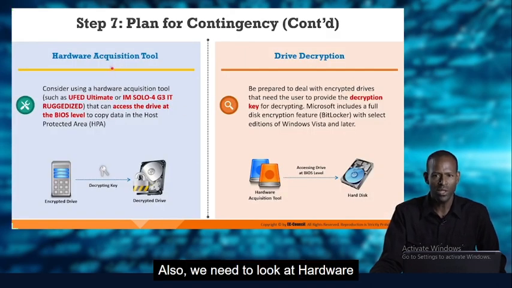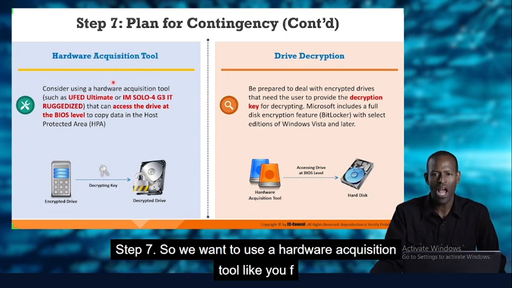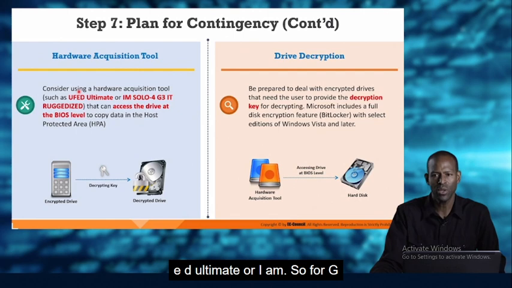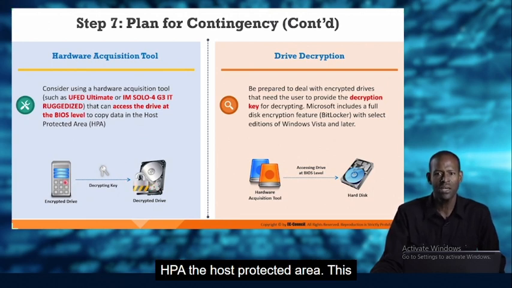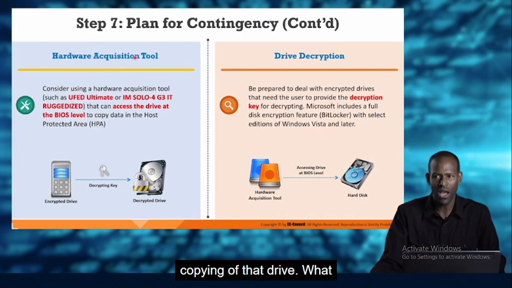Also, we need to look at hardware acquisition in terms of contingency in step 7. So we want to use a hardware acquisition tool like UFED Ultimate or IM Solo 4G3 IT Ruggedized. What does it do? This actually can access the drive at the BIOS level and copy data in the HPA, the host protected area. This is very nice to have, very low level cloning, copying of that drive.